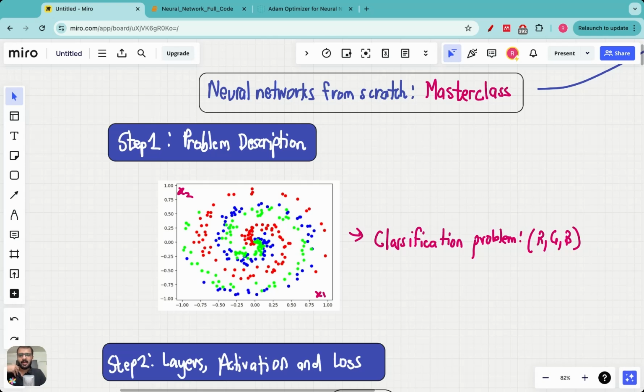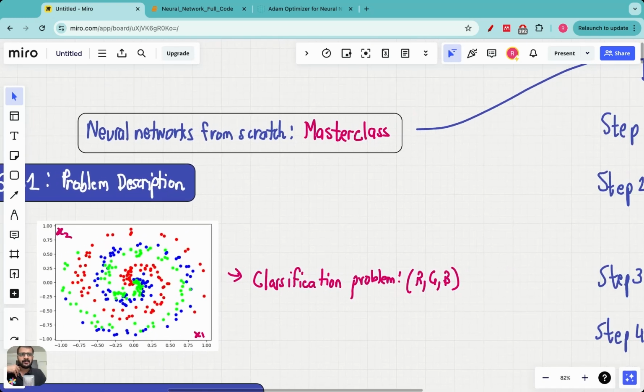So, my name is Dr. Raj Dandekar. I graduated with a PhD in machine learning from the Massachusetts Institute of Technology. Before that, I did my bachelor's in mechanical engineering from IIT Madras. And since 2022, I've been working with Vizuara AI Labs. So, let's get started with today's masterclass.